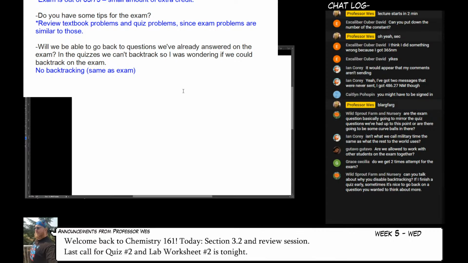Do you get 2 attempts for the exam? Yes, you do. So you get the same number of attempts as you do for anything. That's to mitigate the possibility of technical issues. So if you are taking the exam and the power goes out, or if your cat turns off the computer, my cat has turned off my computer by jumping on it before, or if something weird happens, you can then take the exam again.